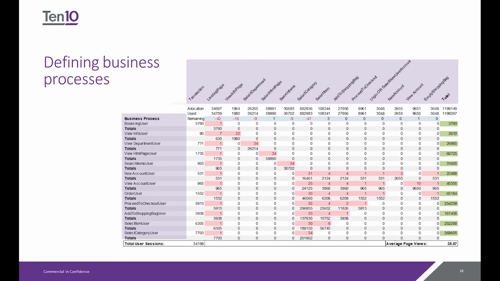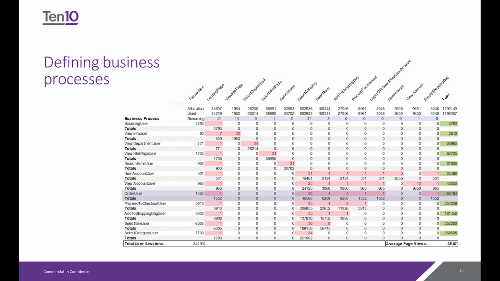Now, that doesn't mean you need a user journey to cover everything your system can do. Really, it's about focusing on the most important ones based on how often they're executed, the business criticality, and the technical complexity or risk.